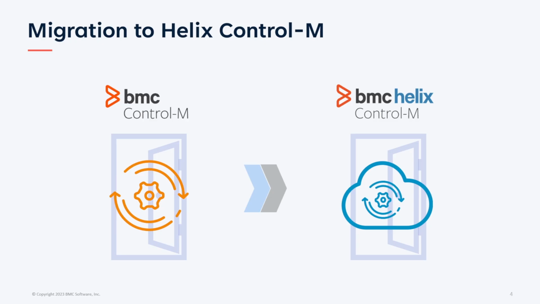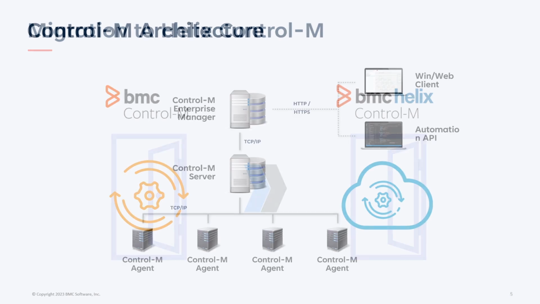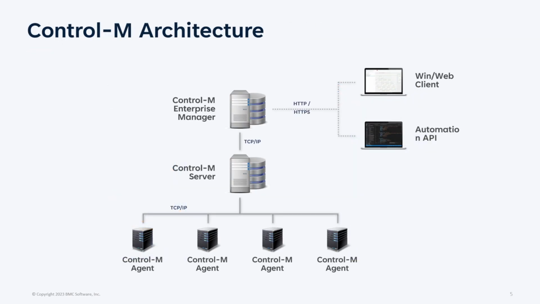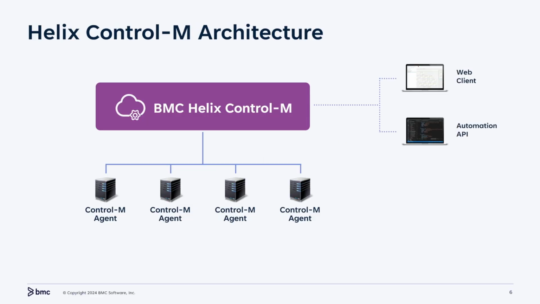Let's start by going over the difference in architecture. With Control M, we have three main components: the Control M Enterprise Manager, the Control M Server, and the Control M Agents. Connection to the Control M clients and automation API is over HTTP, HTTPS, and internally the Control M components communicate over TCP/IP. So in the traditional model, you're hosting and managing these components within your network along with the connectivity between them.